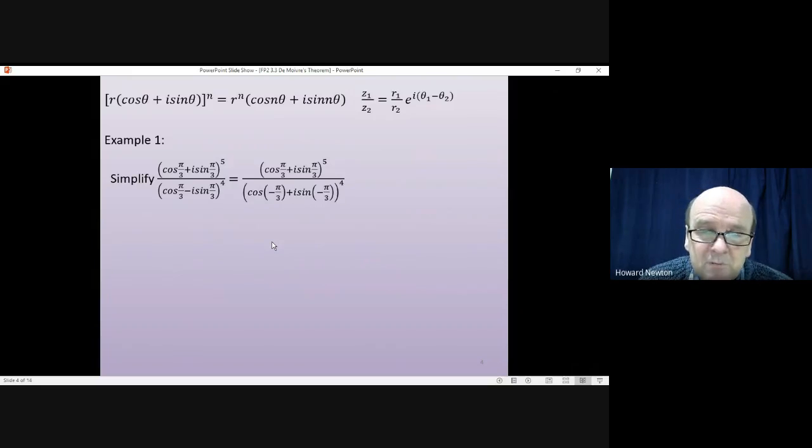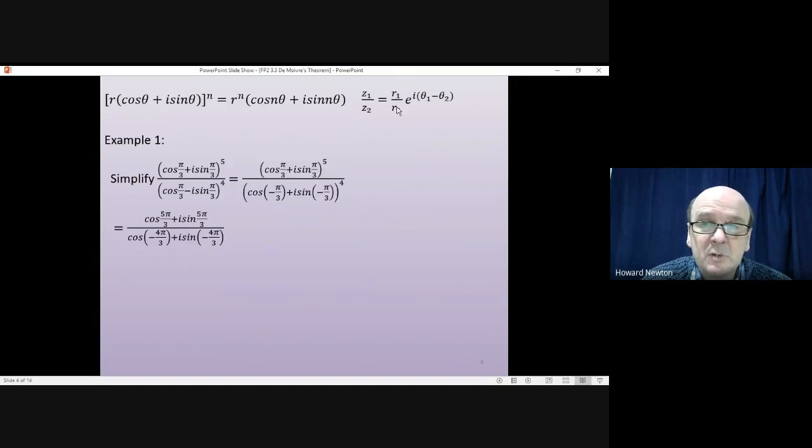Now I can use de Moivre's theorem. We would normally be doing the modulus to the power of 5 and the modulus to the power of 4, but the modulus is just 1 in both cases. So we've got 1 to the power of 5 and 1 to the power of 4, which is just 1. For the angle, for the argument, we need to do 5 times by pi by 3, which is what we've got on the top, and 4 times by minus pi by 3, which is what we have on the bottom.